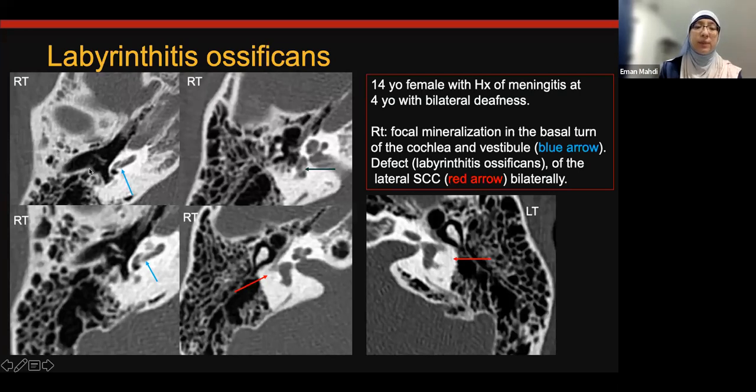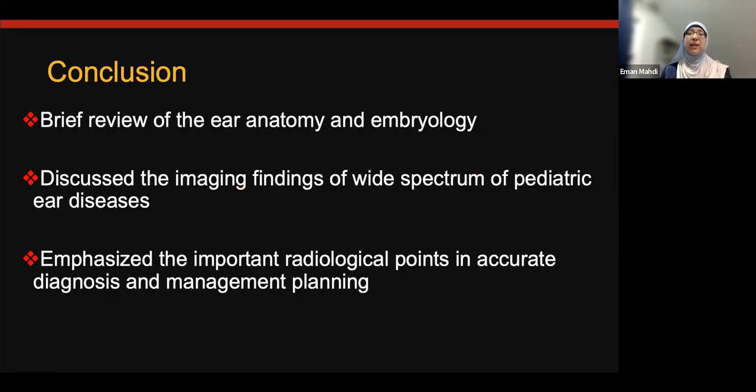Here at the beginning of this picture, this is the basal turn of the cochlea, and there's a piece of bone running through the basal turn. Maybe it's more obvious here, and the same here. That's what we are seeing because of mineralization of the membranous labyrinth. Okay, so that's basically a review of anatomy and embryology, and it talks about the wide spectrum of pediatric ear disease with a focus on the radiological points that can help us in accurate diagnosis and management planning.